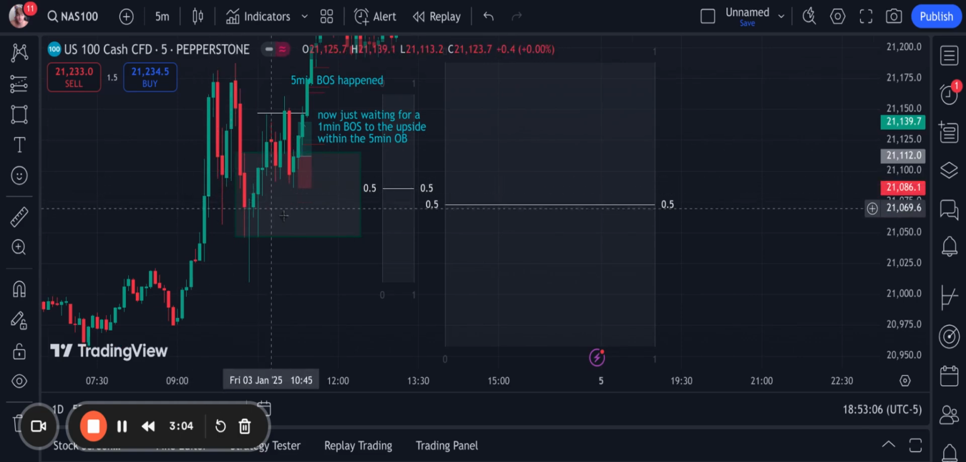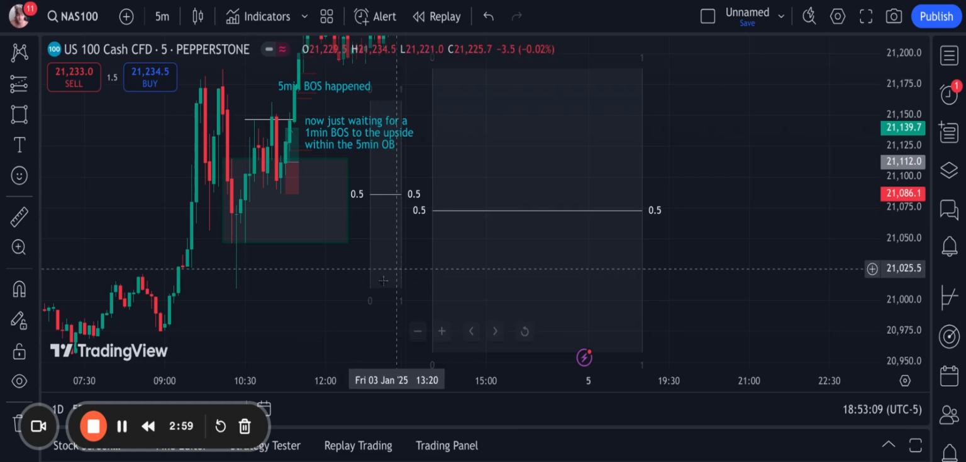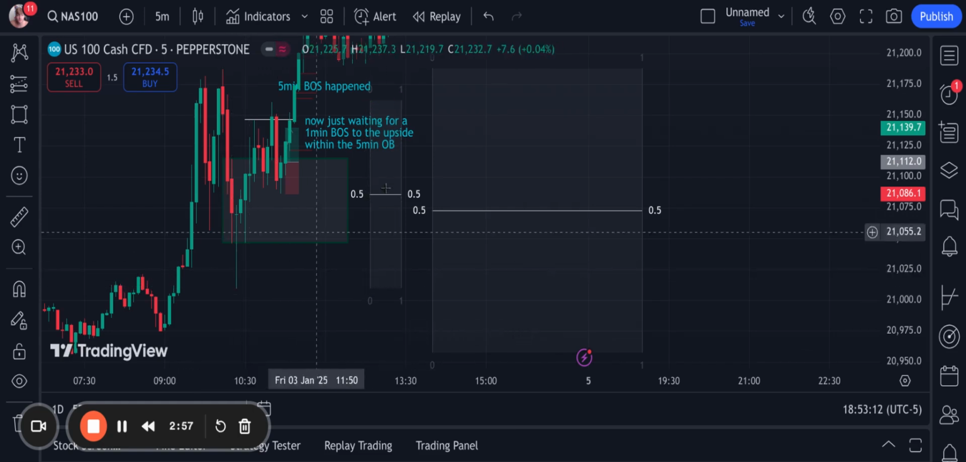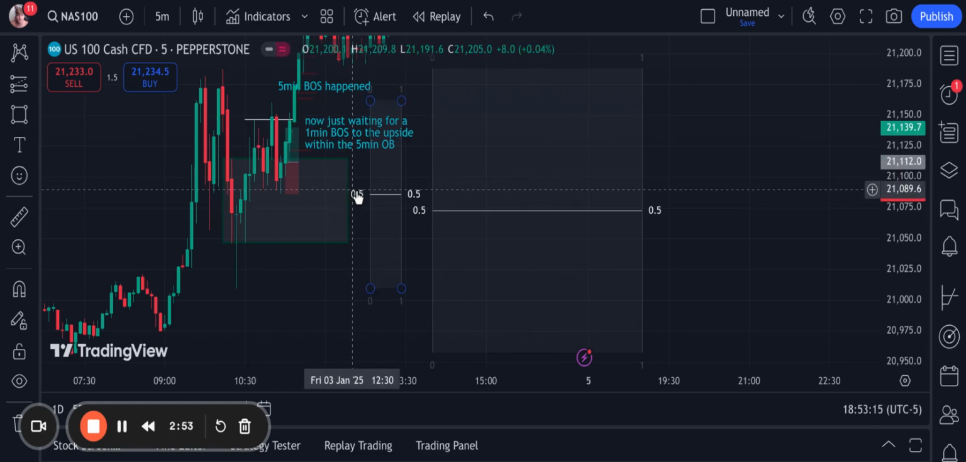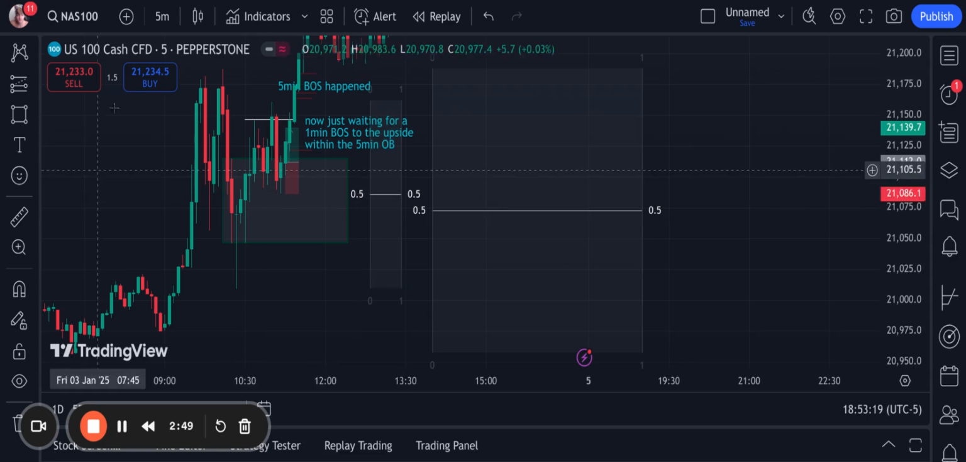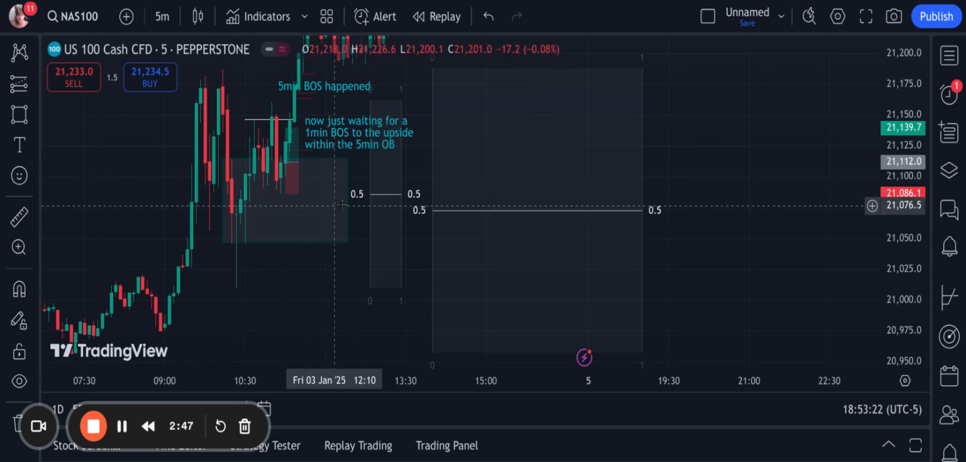So I drew the order block, which is this block here, and also drew equilibrium from this low here to this high up here. Price had barely touched it, I think, but anyways, it doesn't really matter as long as it was in one of these confluences, which it was, in the order block.